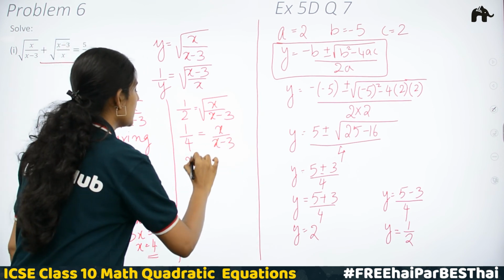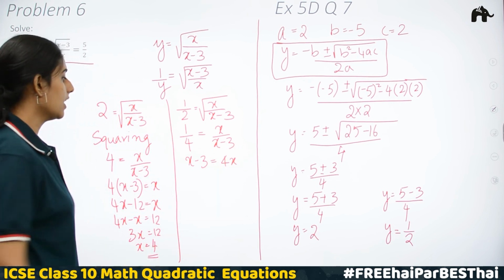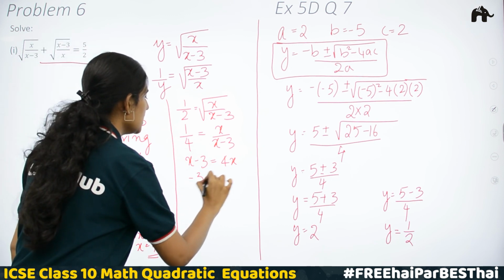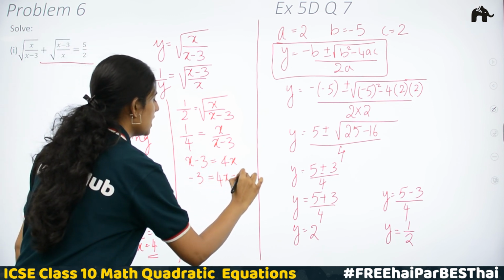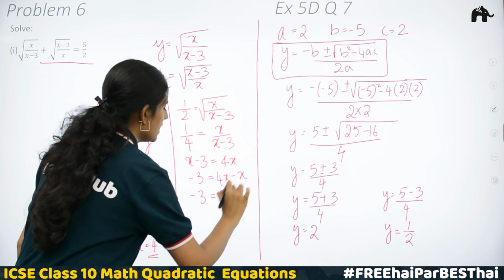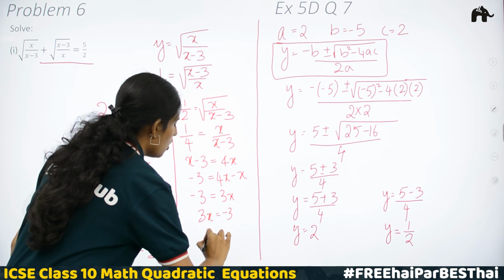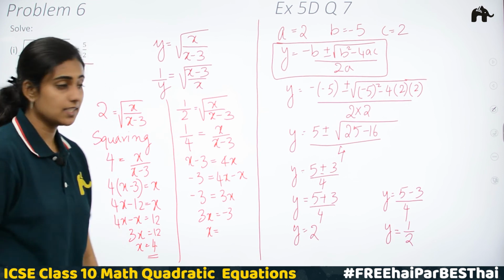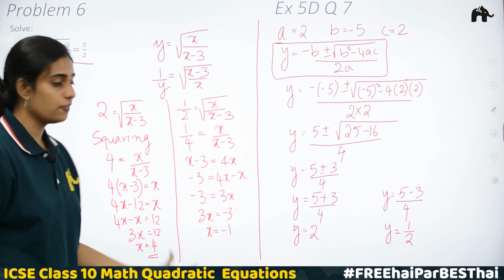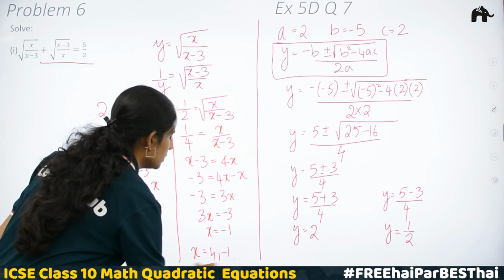Rearranging, x minus 3 is equal to 4x. Taking x to the opposite side, we get minus 3 is equal to 4x minus x, or minus 3 is equal to 3x, which means 3x is equal to minus 3, or x is equal to minus 3 by 3, which is minus 1. What are the two possible values of x? x is either equal to 4 or minus 1.